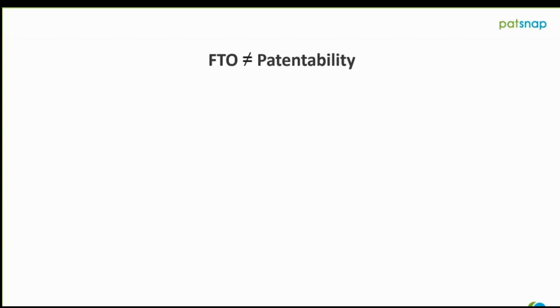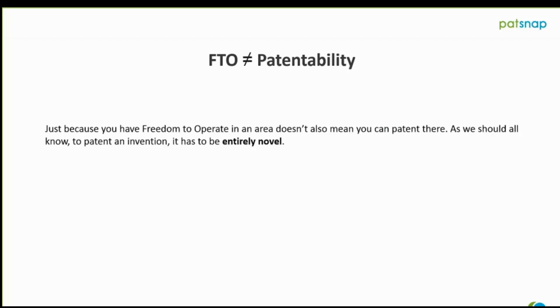So if you've got an idea, the first thing you do is an FTO search, just to make sure, okay, firstly, are we allowed to make it? Then after you're sure you're allowed to make it, one thing you might still be able to do is even patent that idea to make sure that nobody else can make it. So just because you have freedom to operate in an area doesn't mean you can also patent there. I said, as we should all know, but I don't think we should necessarily all know. I should probably change that to, what would be good to remember.